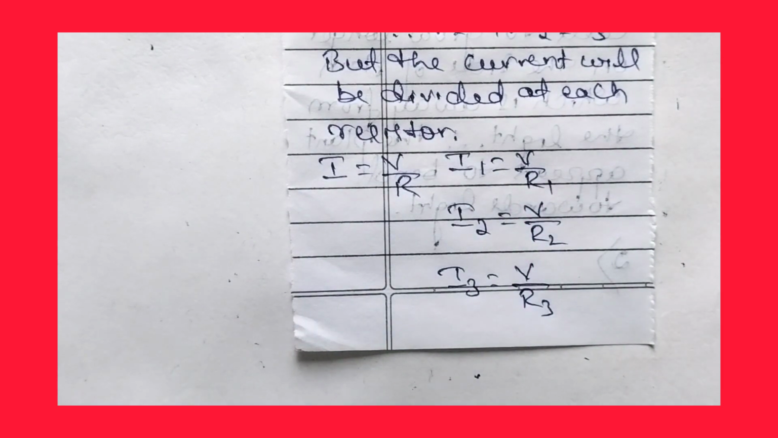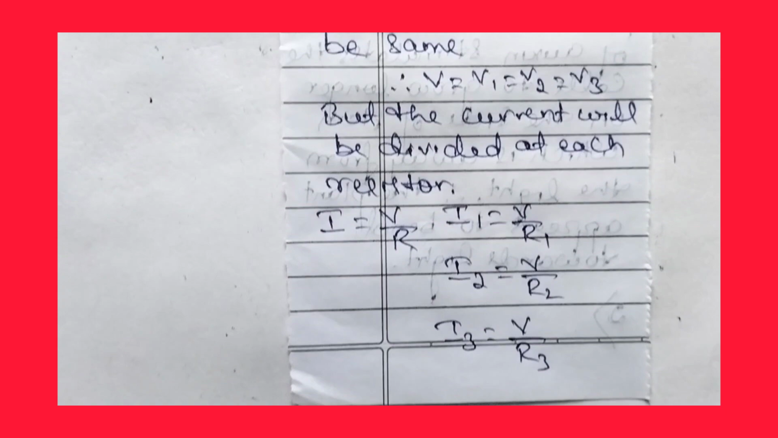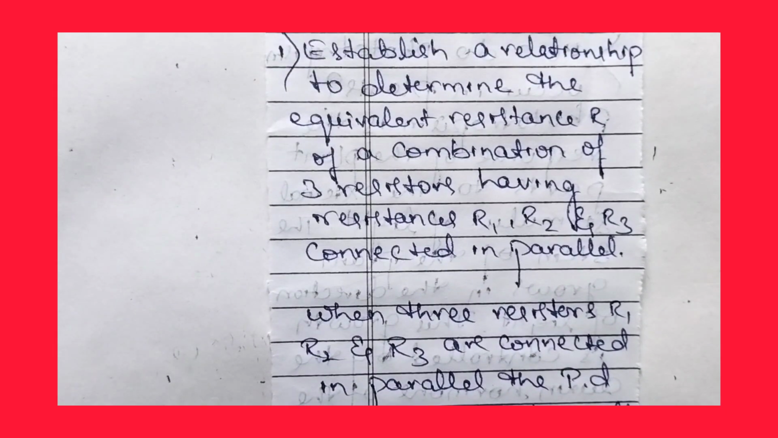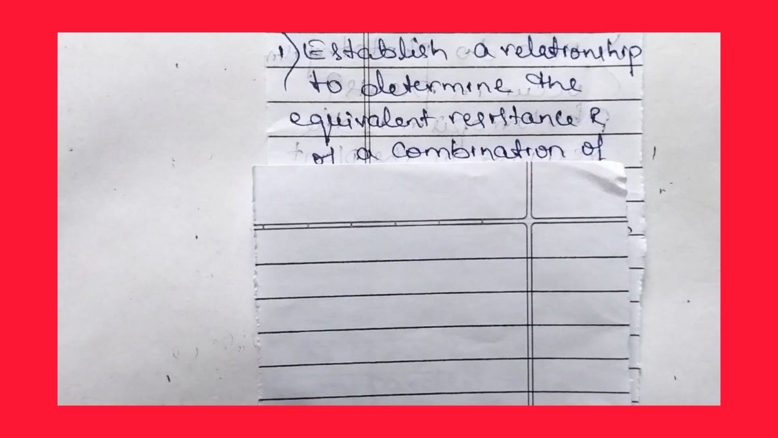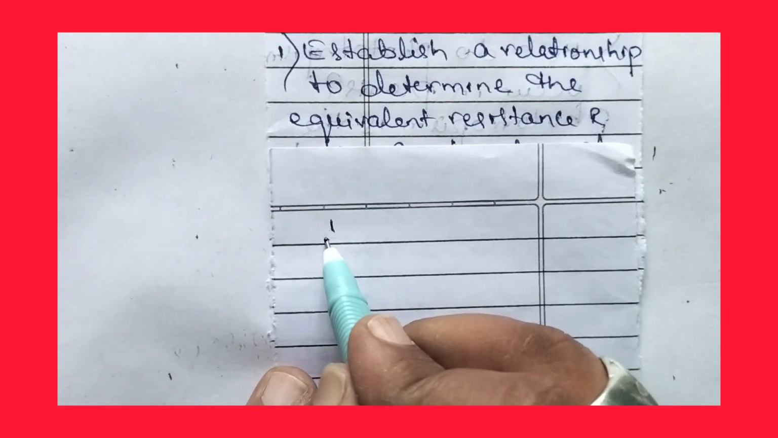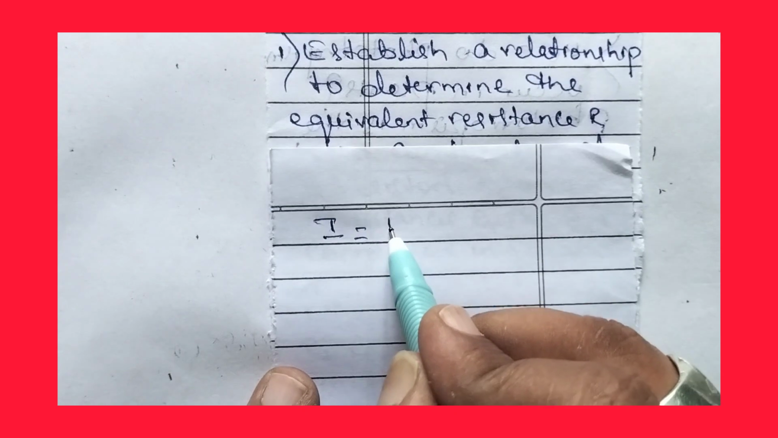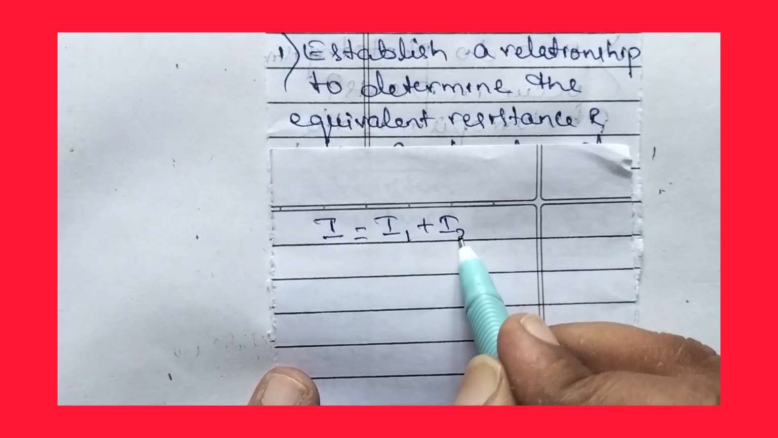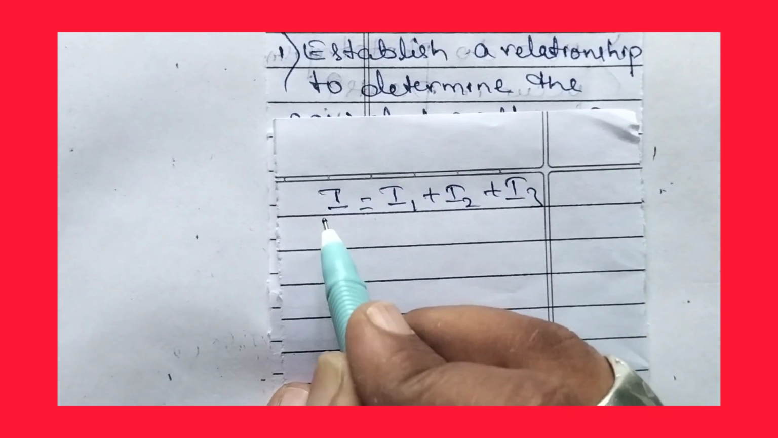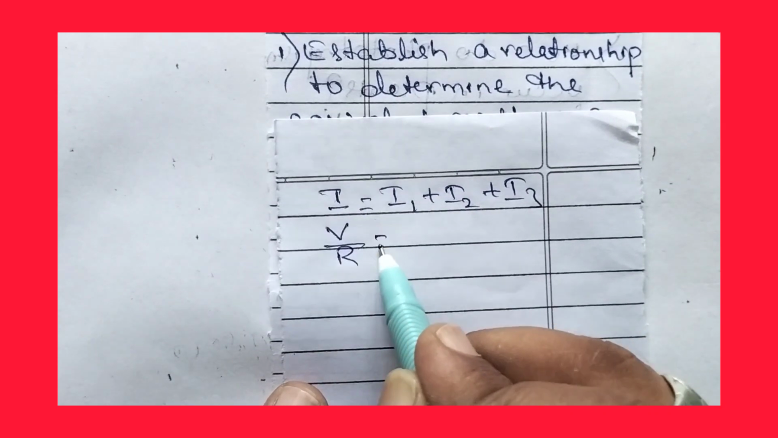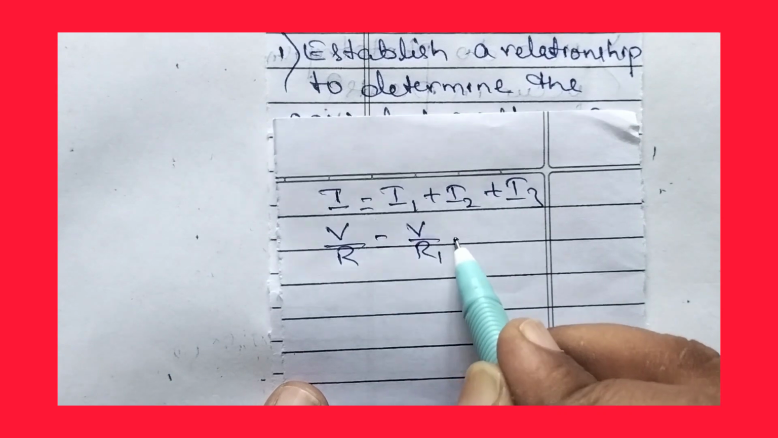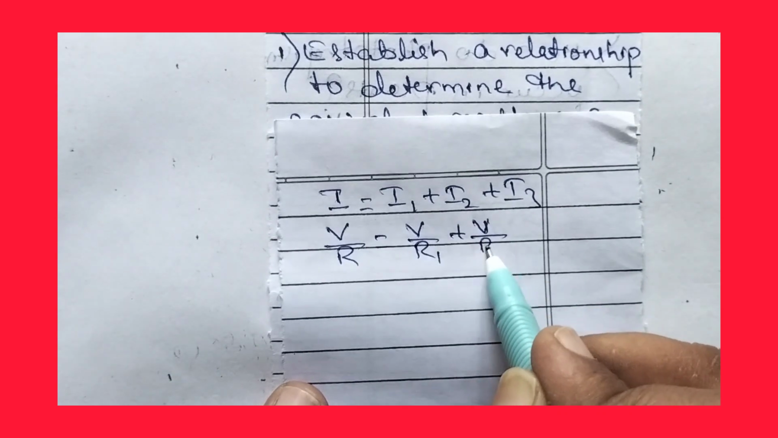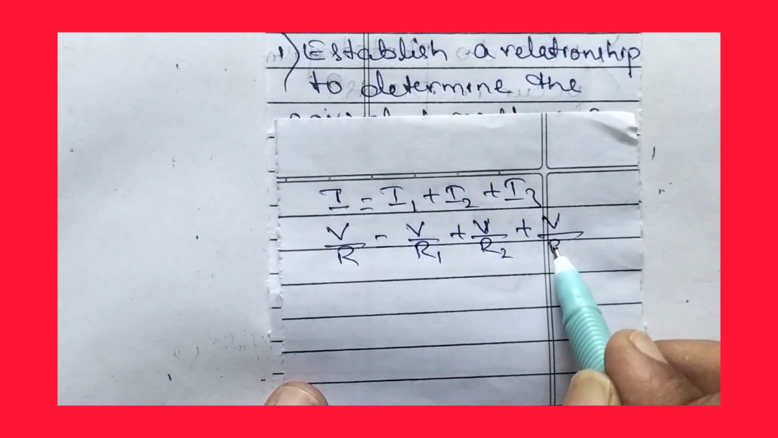Now let us complete this. We have to establish a relation to determine the equivalent resistance when they are connected in parallel. Let us write it like this. I is the total current, so the sum of the three currents. I is equal to I1 plus I2 plus I3. What is I? I is equal to V by R. I1 is V by R1, plus I2 is V by R2, plus I3 is V by R3.